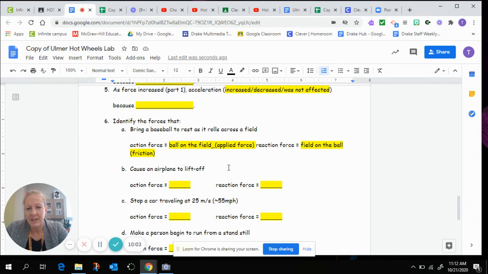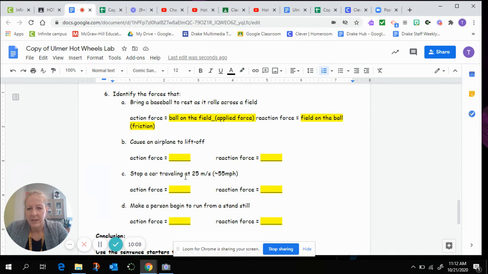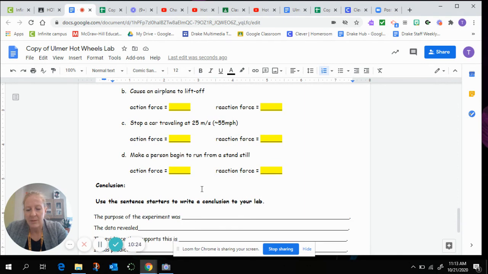You're going to go through and identify action and reaction forces in each of those situations. And again, if you're not positive, like for this airplane liftoff, look for a diagram in Google that says airplane liftoff force diagram. Okay, let's talk about C. Stop a car traveling at 25 meters per second. The action force is going to be the brake on the tire. And then what's the reaction force? The reaction force is going to be the tire on the brake.